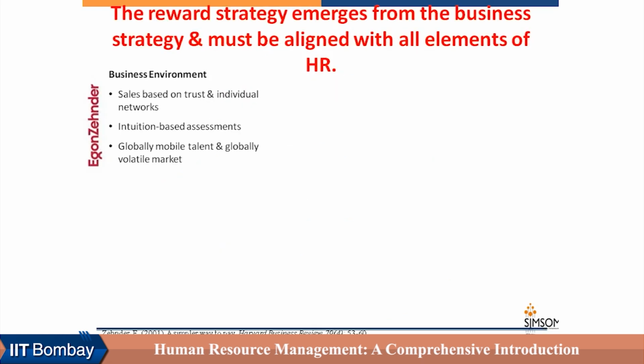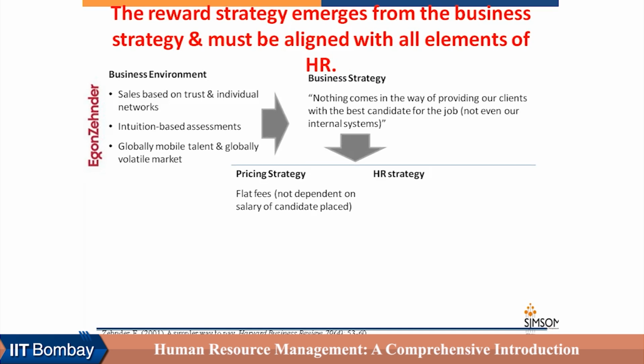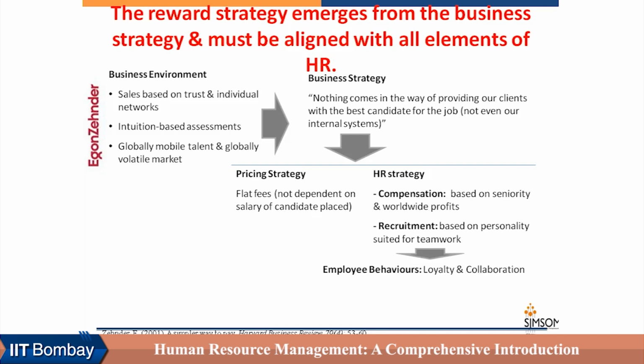Zander has explained this connection in his very famous HBR article by showing the connection between business environment, business strategy, pricing strategy, HR strategy, and how it determines or affects employee behavior. So, Zander explains the business environment, and he gives the example of sales based on trust and individual network, intuition-based assessment, globally mobile talent and globally volatile market. These are some of the features of the currently evolving business environment.